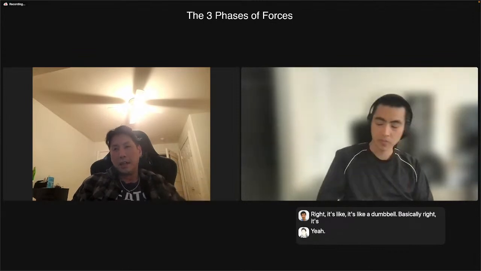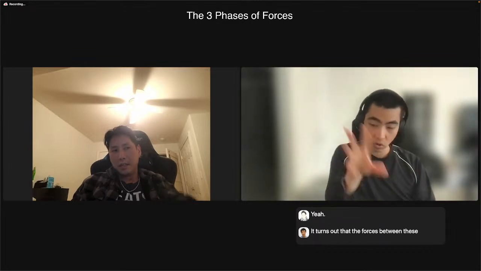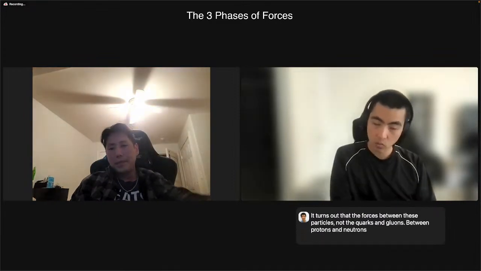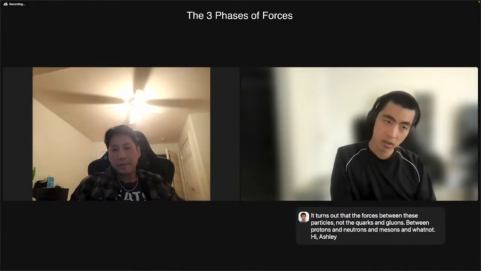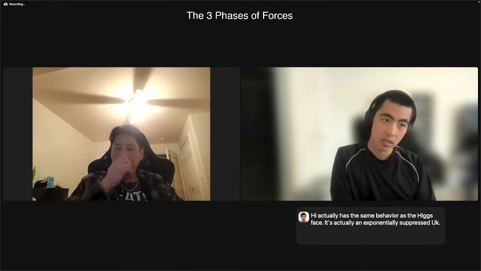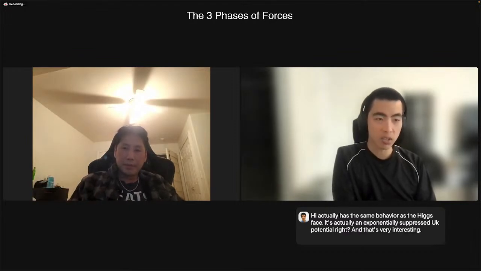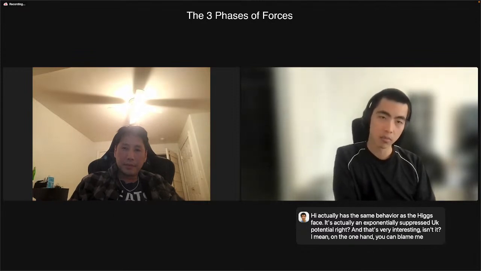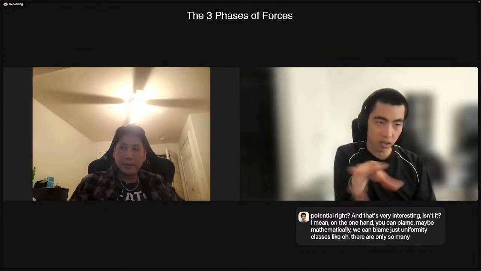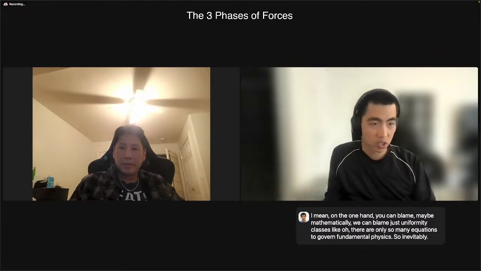If you zoom out a little bit, it turns out that the forces between these particles, not the quarks and gluons, but between protons and neutrons and mesons and whatnot, actually have the same behavior as the Higgs phase. It's an exponentially suppressed Yukawa potential. And that's very interesting, isn't it? On the one hand, mathematically, we can blame universality classes. There are only so many equations to govern fundamental physics, so inevitably, just by chance, you get something similar.